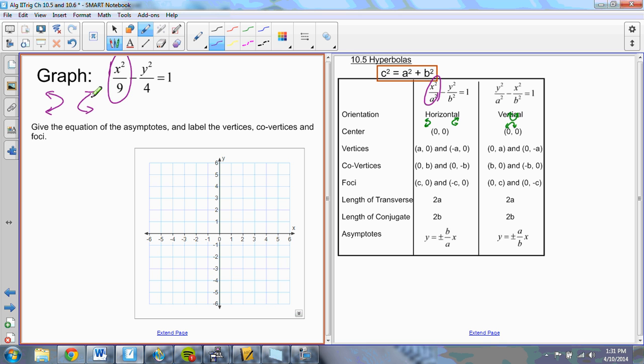My a value, well, if a squared is 9, then a is 3. And if b squared is 4, then b is 2. And from the center, my a value is going to send me left and right 3. So there's a vertex, and there's a vertex. That's my a value. The a value sent me left and right 3.